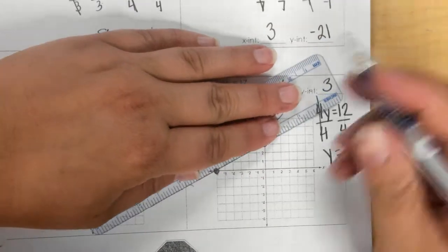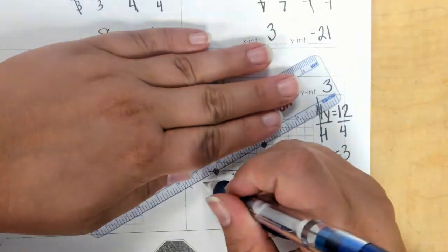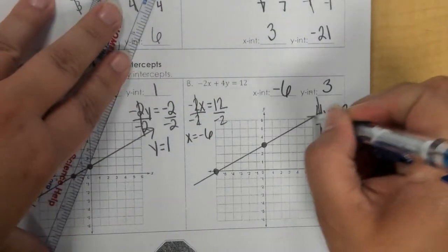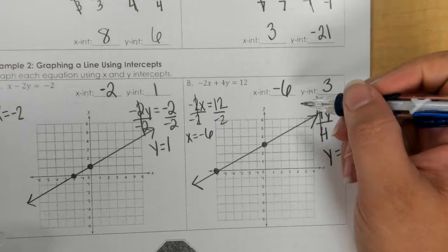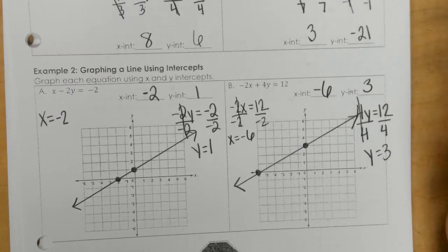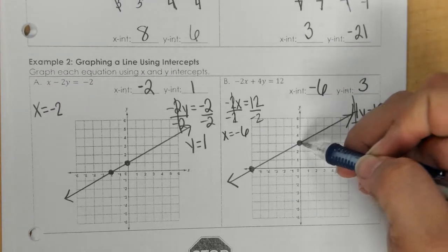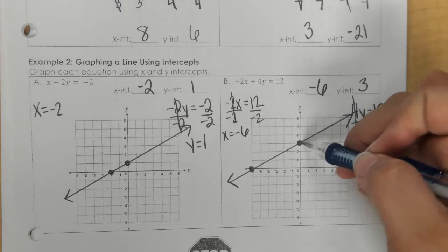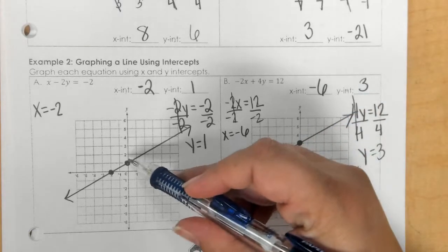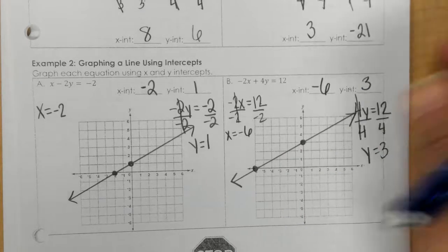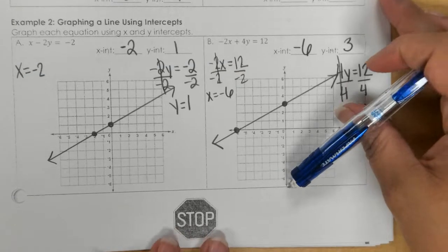And we connect our 2 points. Okay? So it would look like that. And those are your intercepts, your x-intercept and your y-intercept. Y-intercept, x-intercept. And then that is it for Day 4 notes.